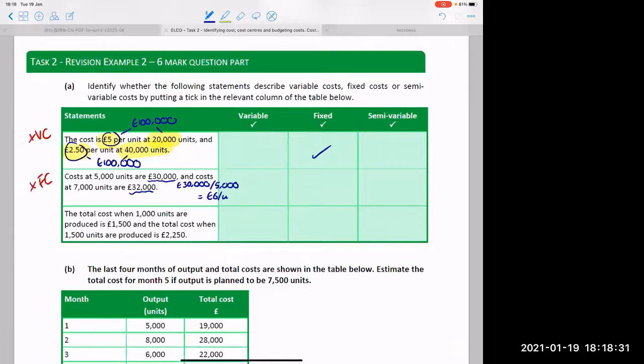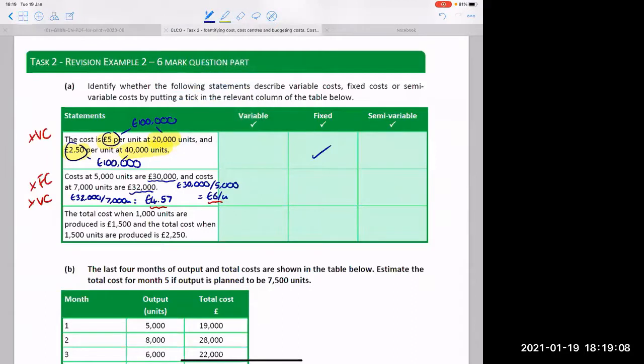Then when we get to 7,000 units, it's now costing us £32,000. So £32,000 divided by 7,000 units. We now get a cost per unit of £4.57. So we've ruled out fixed costs because total costs have changed. We can now also rule out variable costs because the cost per unit has changed as well, hasn't it? It was £6 per unit. It's now £4.57. And we know that for it to be a variable cost, the cost per unit stays the same.